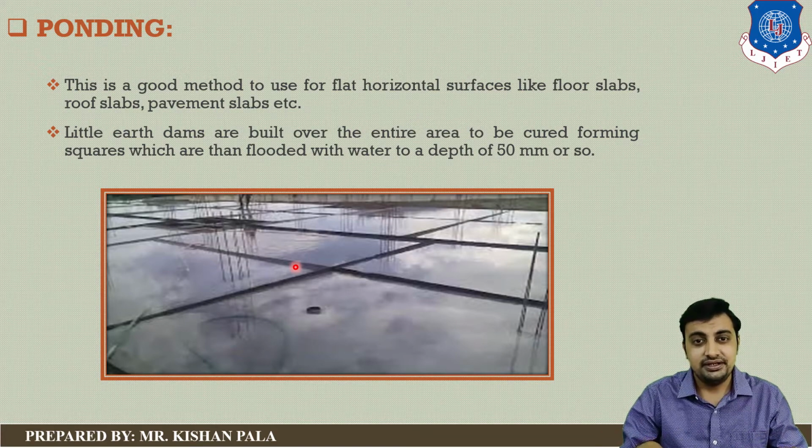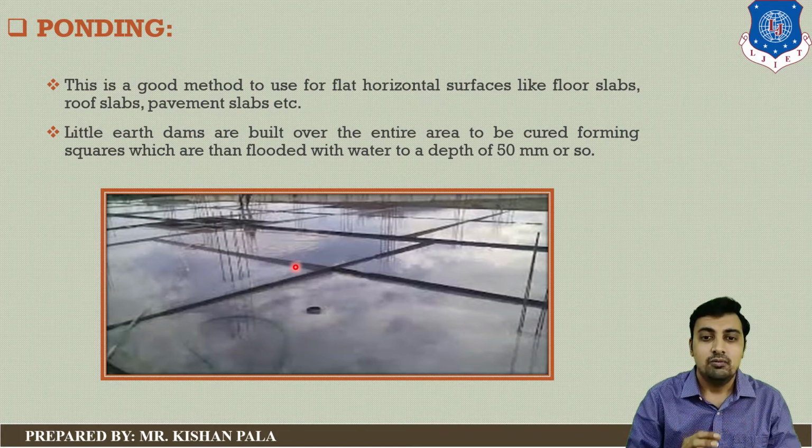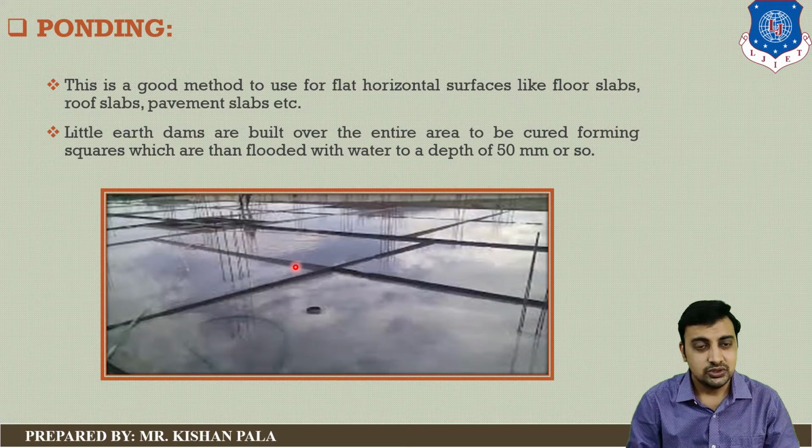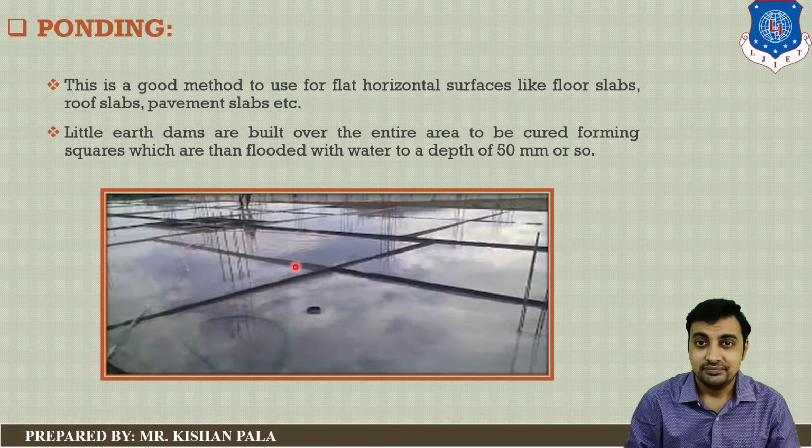You can shape it depending upon the shape of your slab and the roof, and flood it with water to a depth of 50 mm or so. So you can create this situation, and you can apply the moisture to the concrete mass with the ponding method.